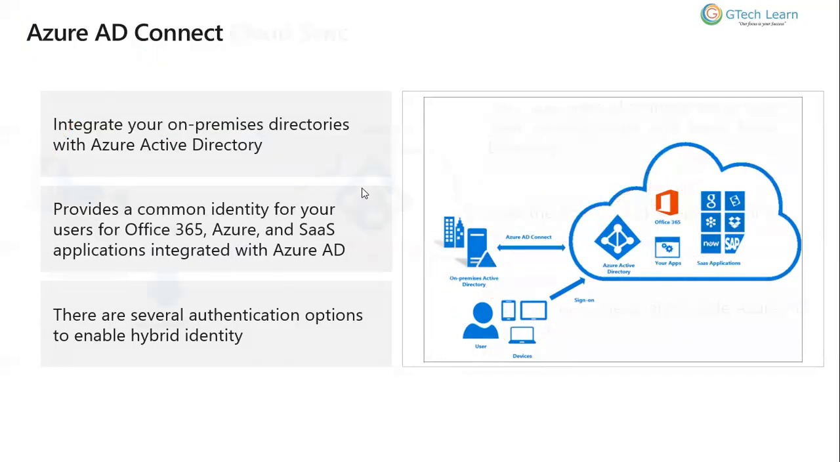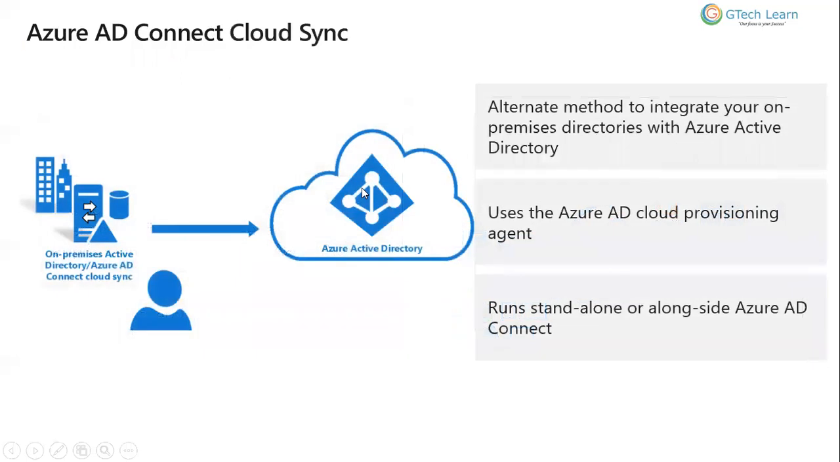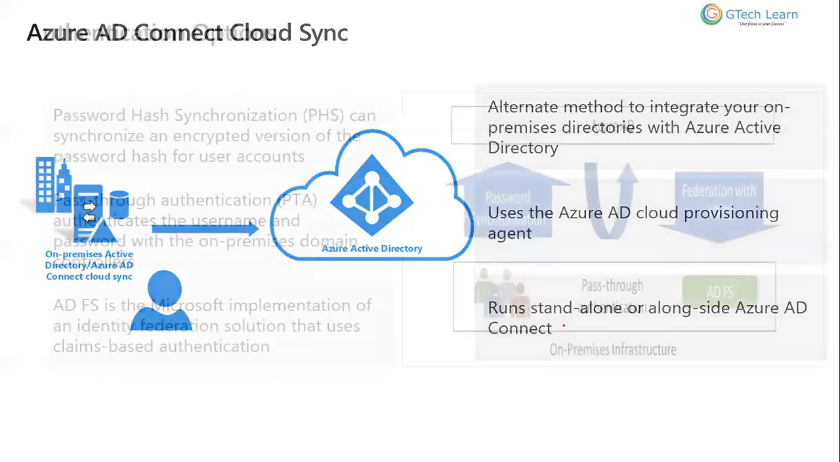Apart from that, we have one more tool available, the Azure AD Connect Cloud Sync tool. That is the alternative method for integrating our on-premises directory with Azure Active Directory, using the Azure AD Cloud Provisioning Agent, and it can run alongside Azure AD Connect. That's okay. So that is the optional or alternate tool we have if we want to set up the hybrid scenario. Moving ahead.